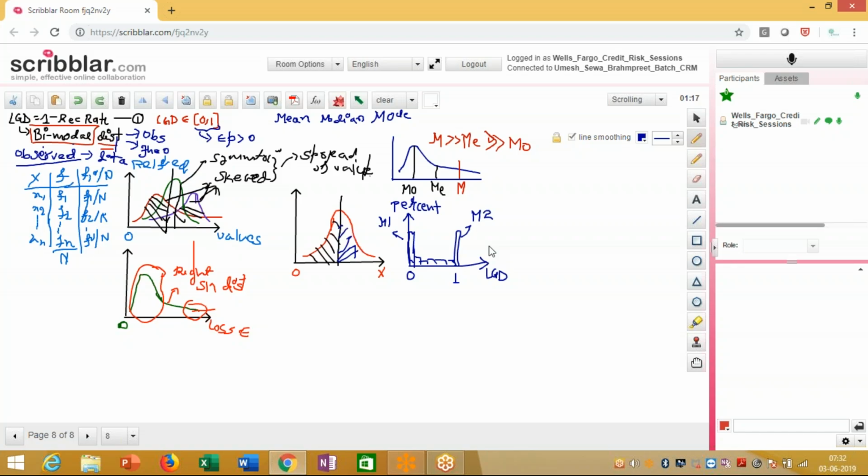Let's say a leasing portfolio, an aircraft leasing portfolio. The person who has taken the aircraft defaults on his payments. Now, all you can recover from him is the aircraft machine, nothing else. You cannot recover anything else from him.